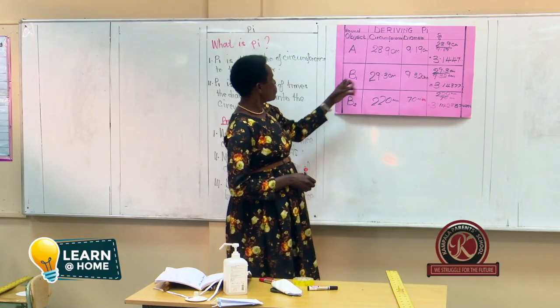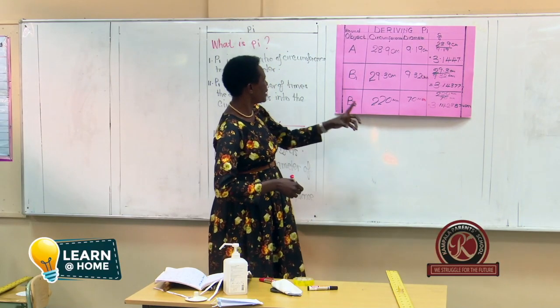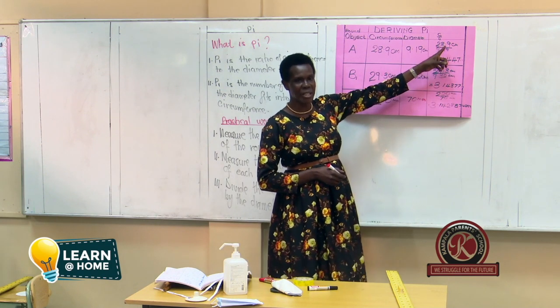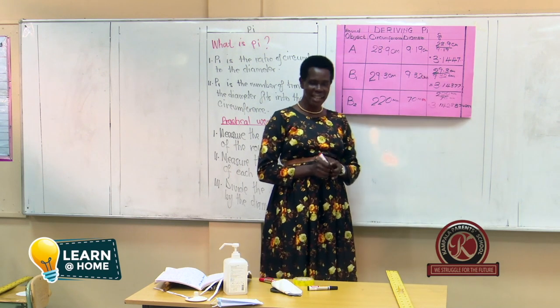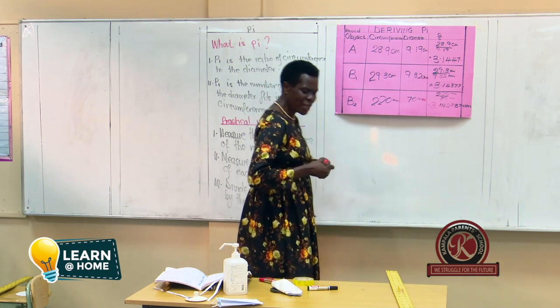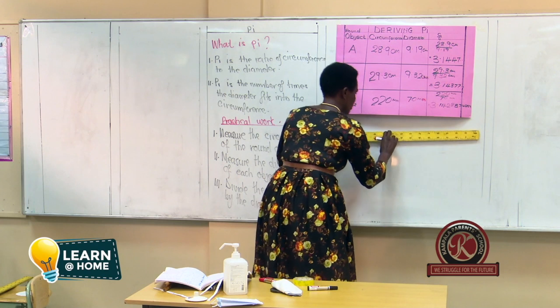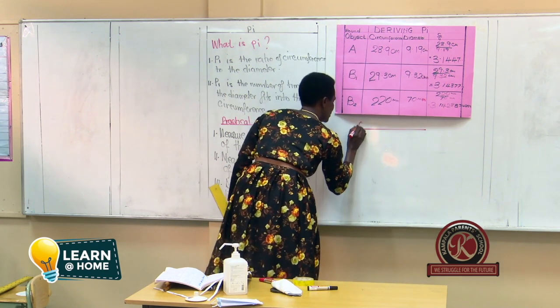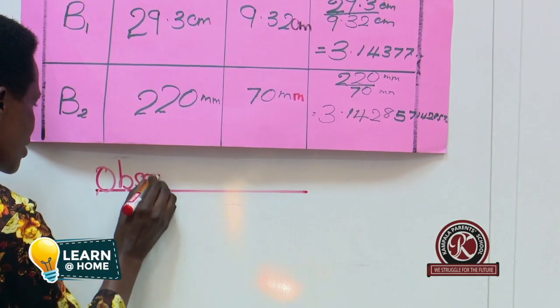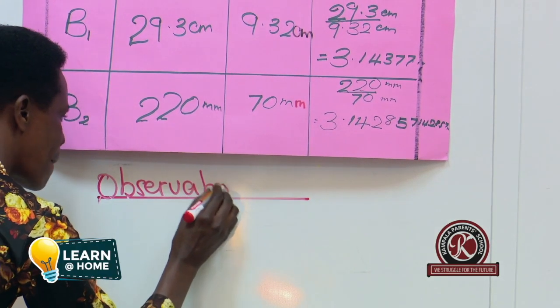We had already reached this part where we were now dividing the circumference by the diameter to get the number of times the diameter fits into the circumference. So we are now going down to our findings. I'm writing here observations.